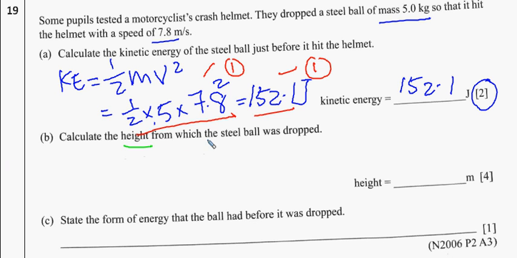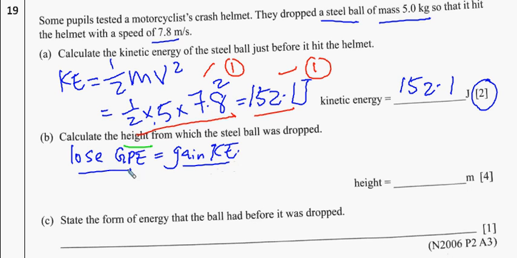Calculate the height from which the steel ball was dropped. So how do we calculate height? In this case, you read the question again. It drops a steel ball so that it hits the helmet. So there's a crash helmet, and it's dropping this steel ball. So in this case, we use the conservation of energy. If I lose height, I lose GPE. I will gain KE, which is speed. So this is a very important concept. I lose height, I gain speed. So notice when you drop the ball, you lose height and you gain speed.